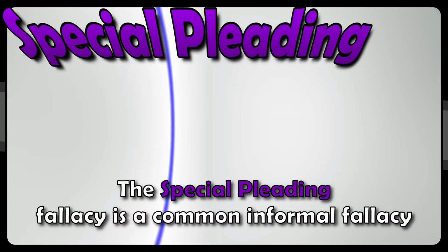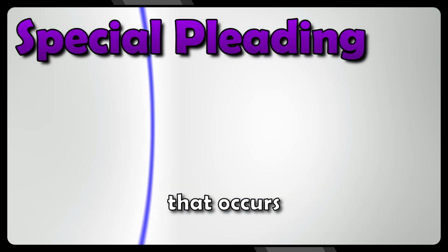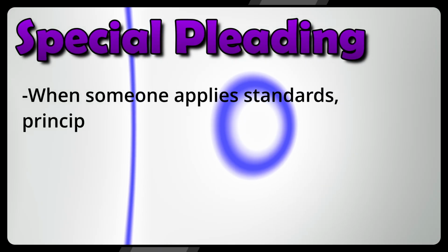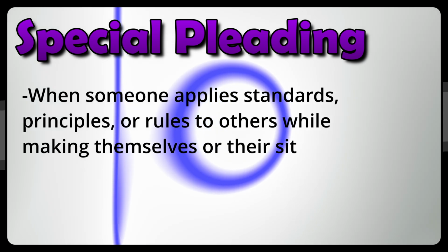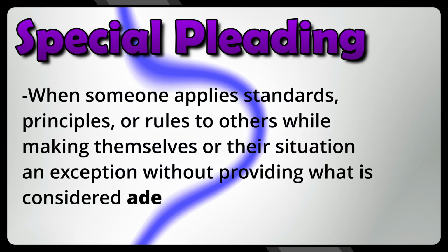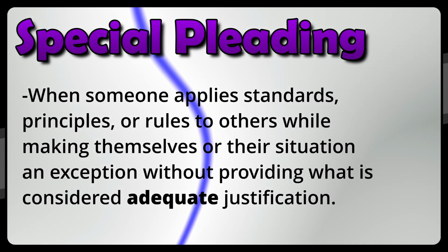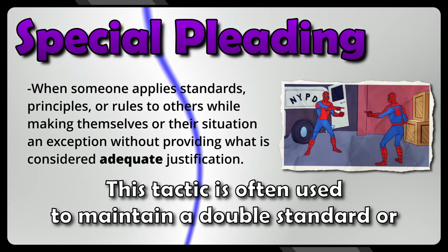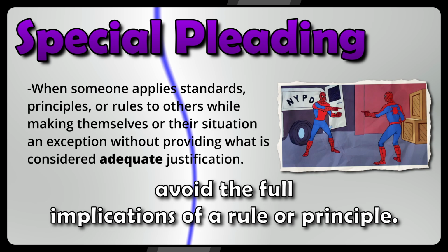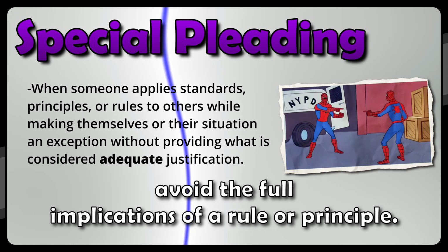The special pleading fallacy is a common informal fallacy that occurs when someone applies standards, principles, or rules to others while making themselves or their situation an exception without providing what is considered adequate justification. This tactic is often used to maintain a double standard or avoid the full implications of a rule or principle.